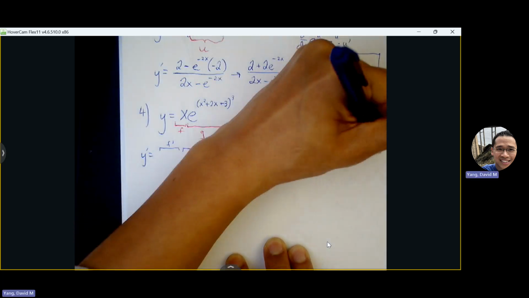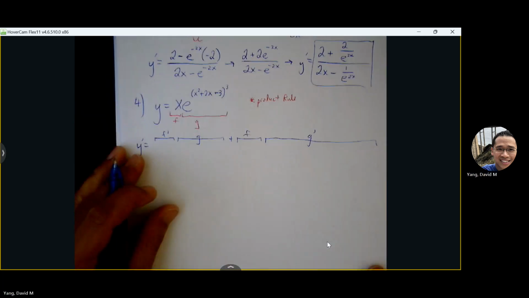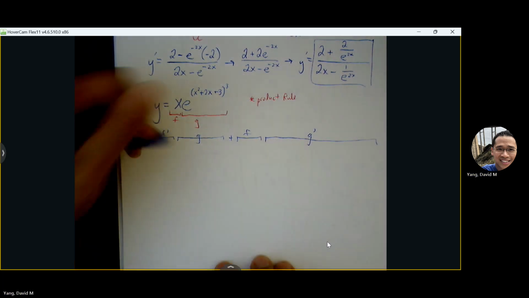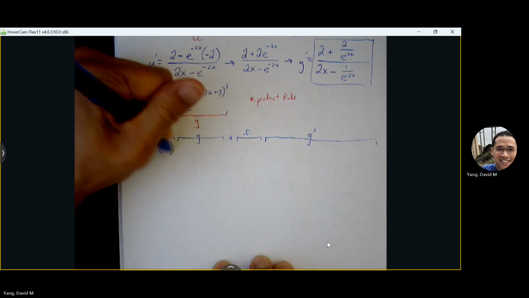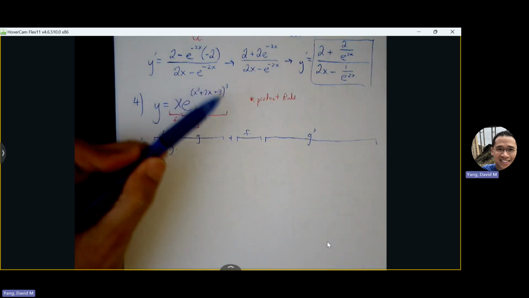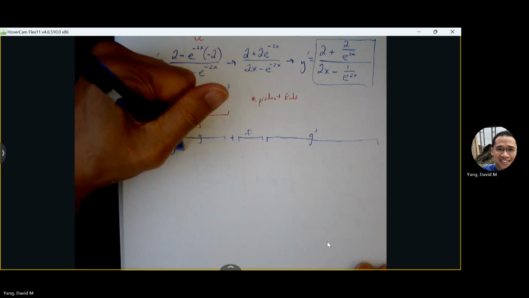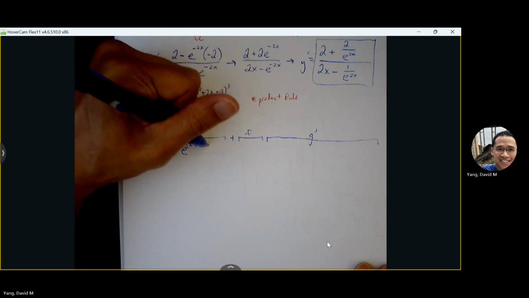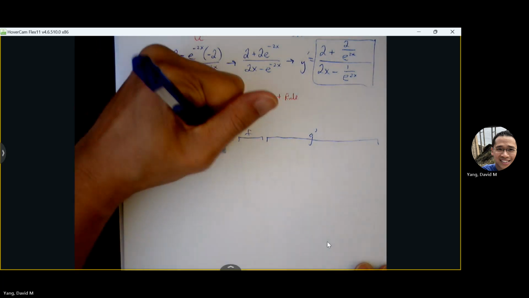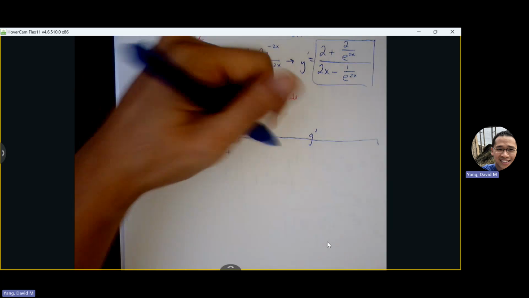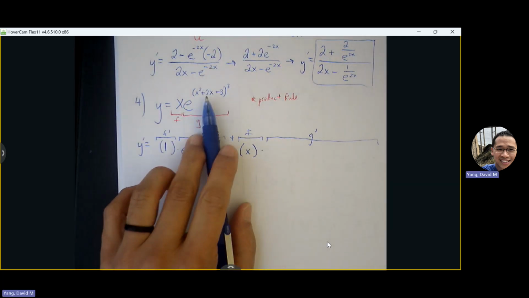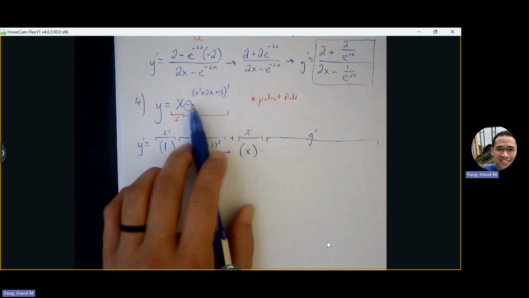And g prime is going to be a little longer here. Okay, f prime, x becomes 1. G function, no changes. Back to f, f no changes. Now this is e to the u times u prime. So we got to go through some nested chain rule here.